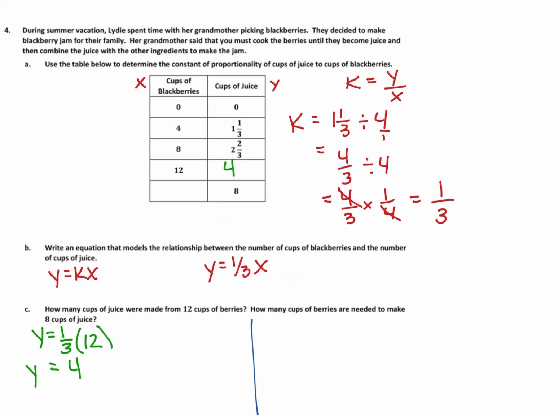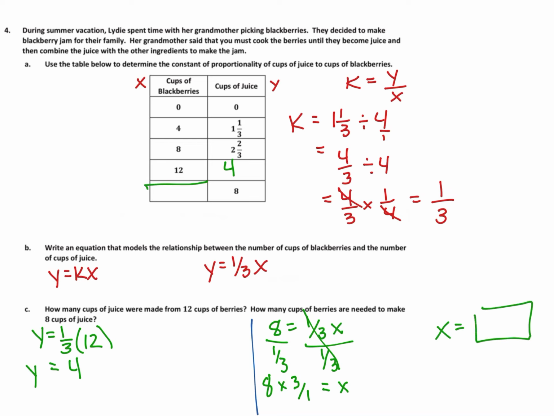The second part says how many cups of berries are needed to make 8 cups of juice. Juice is the y value, so we need to put 8 in the y's position of our equation. Then we divide both sides by 1/3 to just have the x by itself. Remember, when you divide by a fraction, you can flip it and multiply. So what is x? Write it here and here.